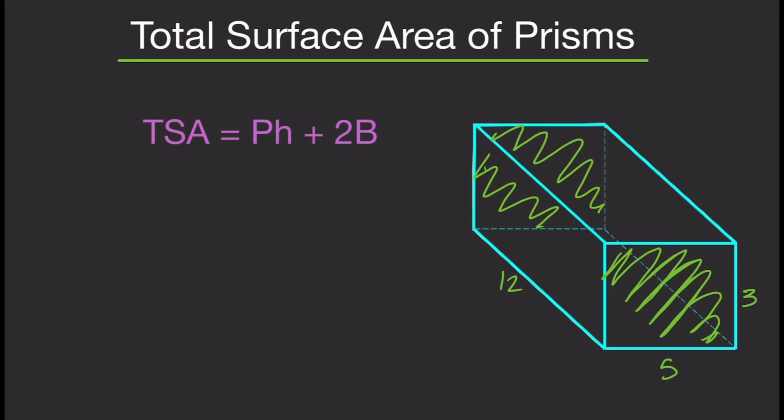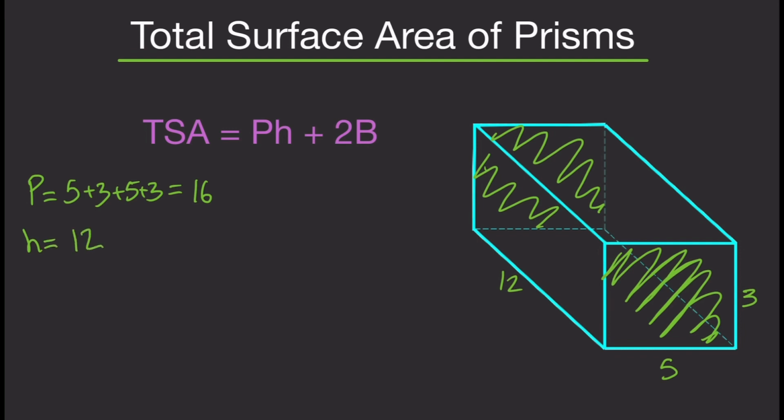So let's go ahead and start finding the perimeter of our base, which is all the sides of the front face added together. So all the sides of one of our bases added together. So it'll be 5 plus 3 plus 5 plus 3. I'm going to go ahead and show my work here on the side. So P equals 5 plus 3 plus 5 plus 3, which is just going to give me 16. The height is just 12.